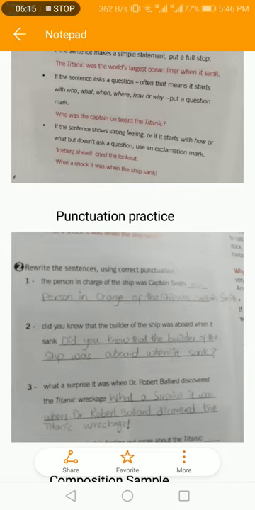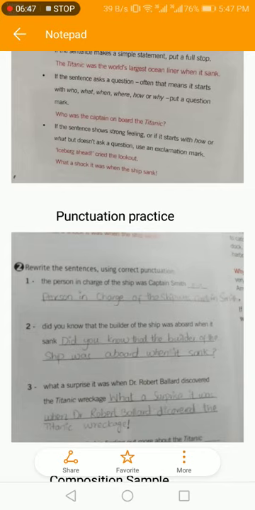Look at the third one. What a surprise it was when Dr. Robert Ballard discovered the Titanic wreckage. This sentence shows a strong feeling. So we have to start with a capital letter and we have to end with an exclamation mark.